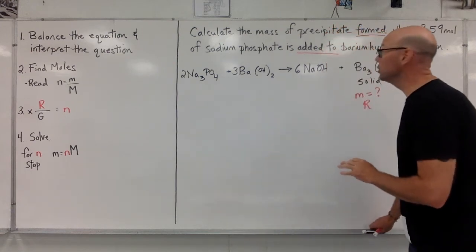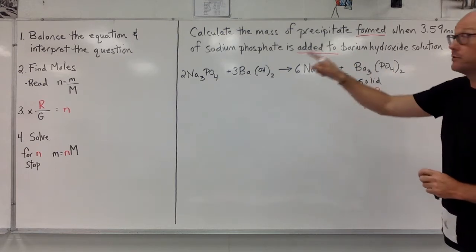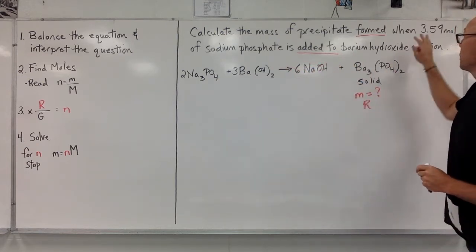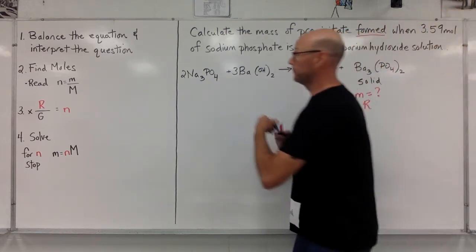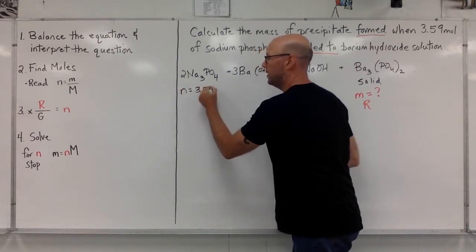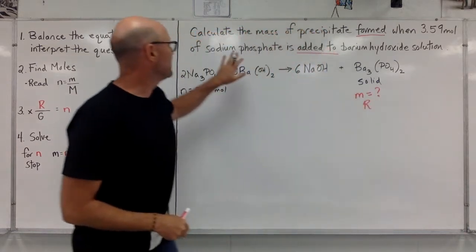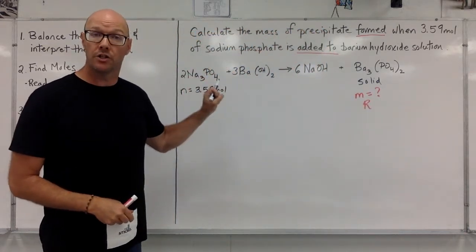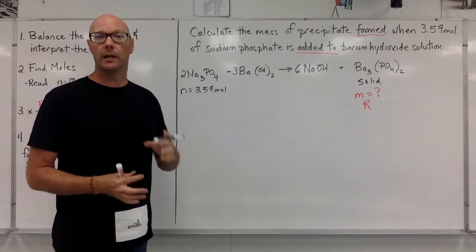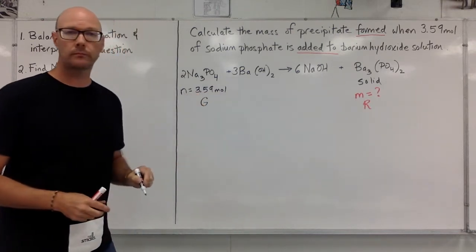How about what was given to us? 3.59 moles of sodium phosphate. 3.59 moles, that's N, and I'm writing it under the sodium phosphate because that's the chemical that it was logically connected to in the wording of the problem. And this is given.